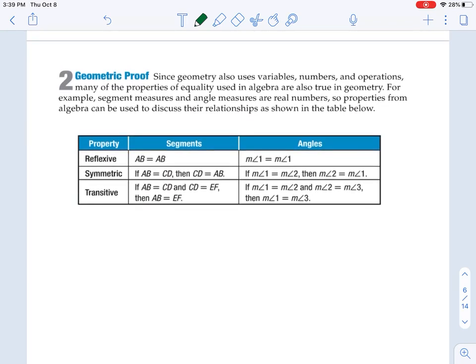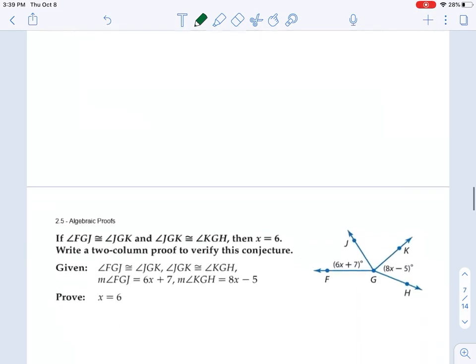So geometric proof. Since geometry also uses variables, numbers, and operations, many of the properties of equality used in algebra are also true to geometry. For example, segment measures and angle measures are real numbers, so properties from algebra can be used to discuss their relationships as shown in the table below. So I told you, reflexive, symmetric, and transitive would come back probably 6 more times. Here's 2 of them right here. Segments and angles both hold these properties. We're going to use that.